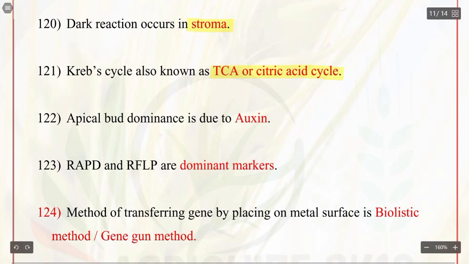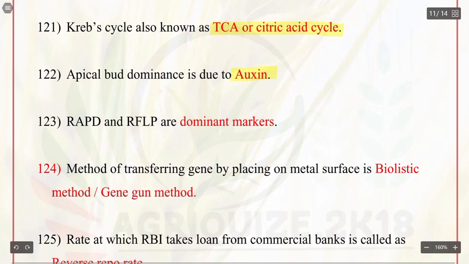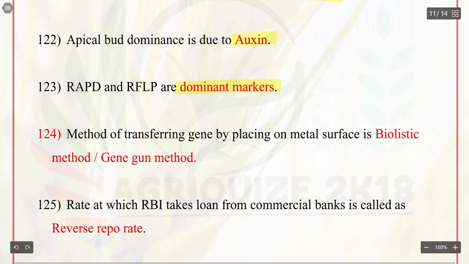Next, apical bud dominance is due to auxin. Next, RAPD and RFLP are dominant markers. Here RAPD stands for random amplified polymorphic DNA and RFLP stands for restriction fragment length polymorphism. Next, method of transferring gene by placing on metal surface is biolistic method or gene gun method.